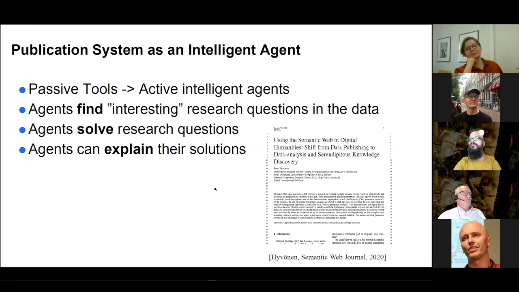In this fourth generation system that we are now aiming at, the idea is that the tools are not passive tools, but active intelligent agents that are able to find research questions in the data, not only solve the problems, and also to some extent explain the solutions. This is, of course, very challenging, and we will be working on these issues for the coming years, I'm sure, and for the coming decades as well.